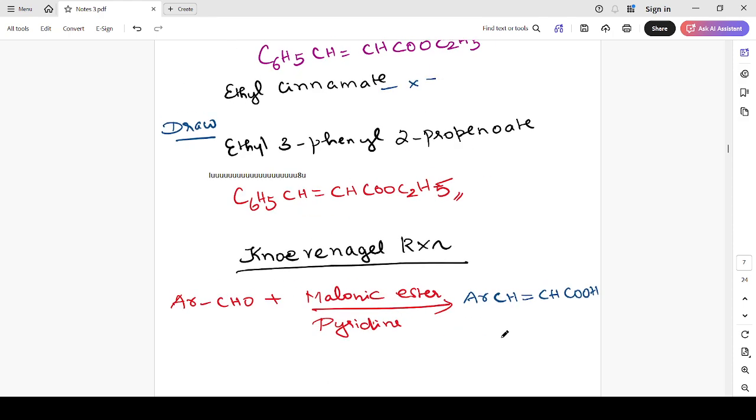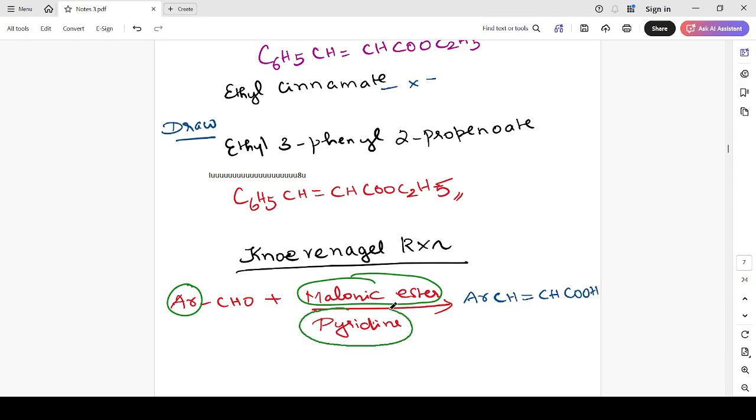Knoevenagel reaction. Again the same thing only. For Perkin we said I need aromatic aldehyde. For this reaction also I need aromatic aldehyde. The only difference here is that in Perkin I used anhydride. Here I am going to use an ester. The very common ester that we use here is malonic ester.